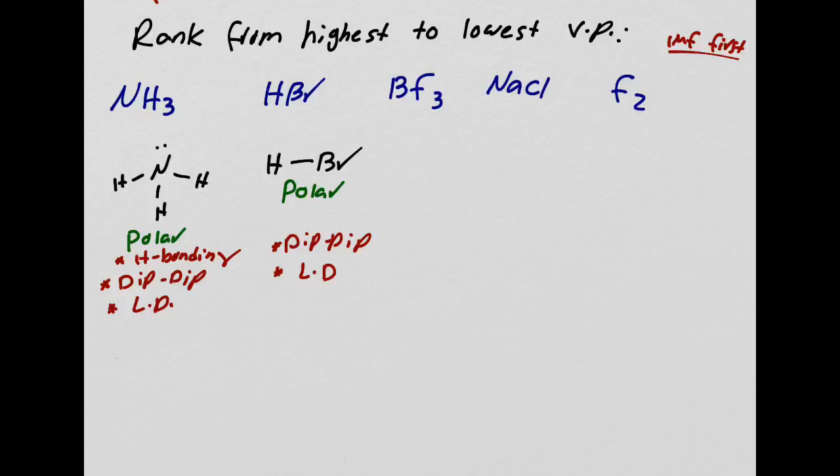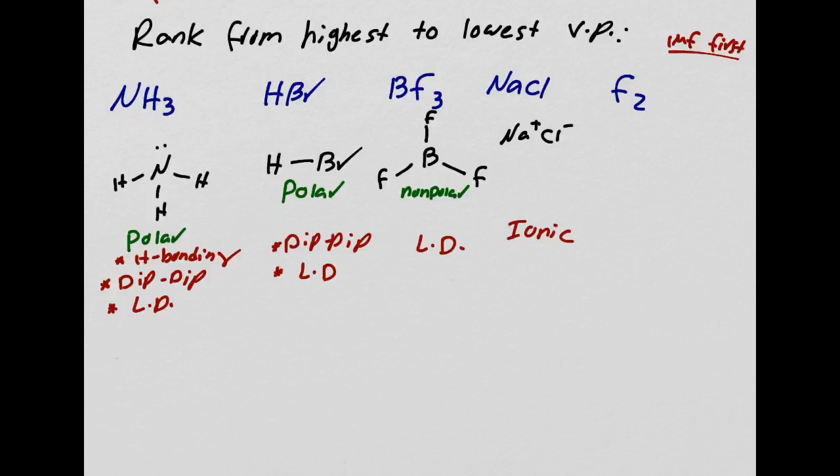Now, let's go to the next one. BF3. Is BF3 ionic? No. Does it have hydrogen bonding? No, it doesn't even have a hydrogen. Is it covalent? Yes, it has nonmetals together. So I'm going to draw it out. When you draw it out, is it polar or non-polar? It's non-polar geometry. So if you are non-polar, the only thing that it has is London dispersion. Beautiful. NaCl. What is NaCl? NaCl is ionic, a metal and a nonmetal together. So NaCl is ionic. I can stop right there.